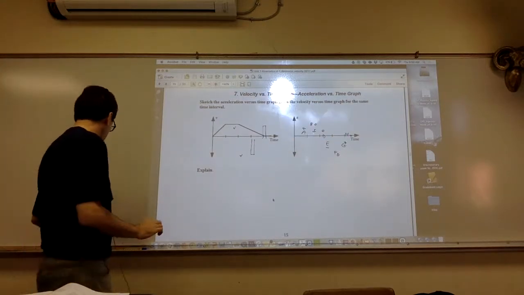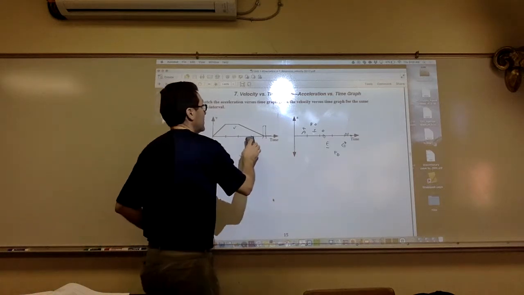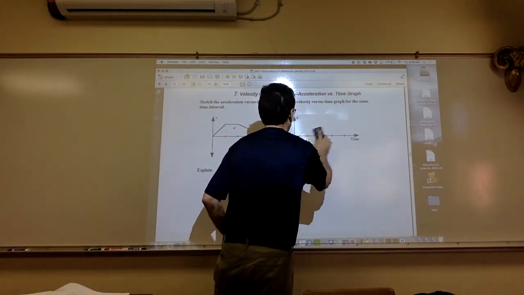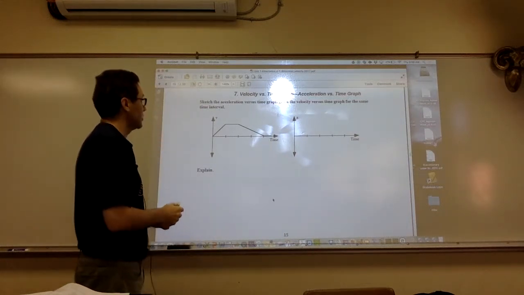Okay. Now, this is a velocity time graph for number 7. It's talking about a velocity time graph and an acceleration time graph. Okay, so we're going to try to sketch the acceleration time graph.